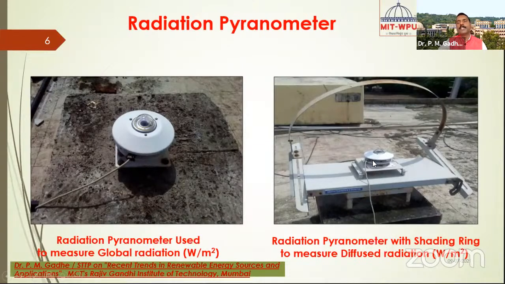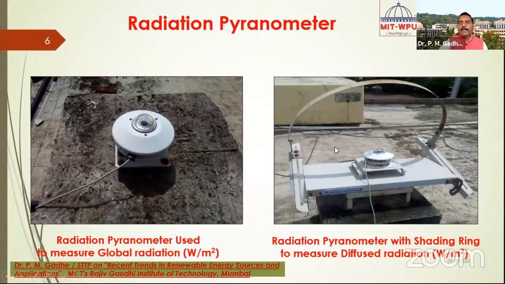These two instruments we have mounted on the terrace of our School of Mechanical Engineering, MIT WPU. Here we are continuously, daily, measuring the solar intensity in terms of watts per meter square. This one is open to the atmosphere, so it will absorb both the direct radiation as well as the diffuse radiation. So this pyranometer will give us the global radiation quantity.